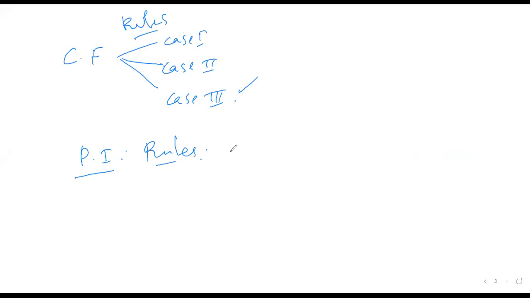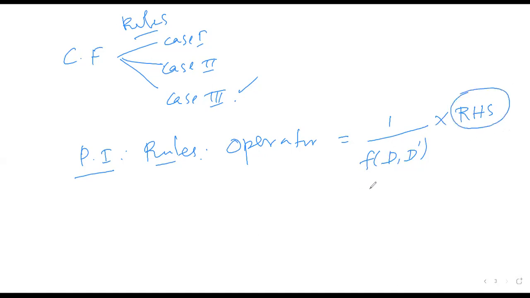In the particular integral case, first of all, you have to find the operator. Operator is equal to 1 over f of D comma D dash, isn't it? Times whatever the RHS, f of x comma y. So according to this RHS, we'll have some rules. That's what we're going to see.